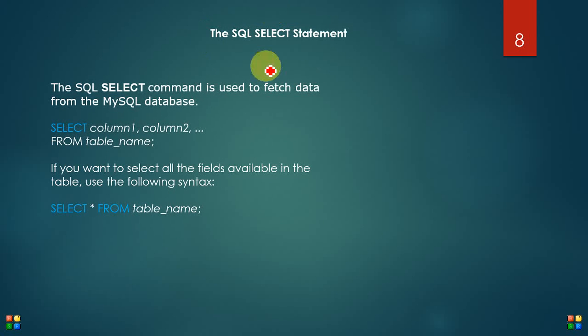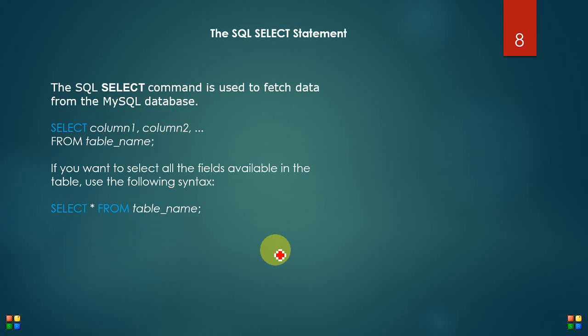The SQL select statement. The SQL select statement or command is used to fetch data from the MySQL database. Select column 1, column 2 from table name. If you want to select all the fields available in the table, use the following syntax: select star from table name.